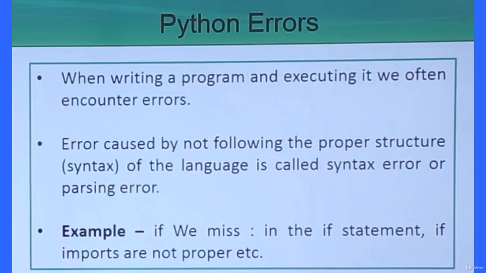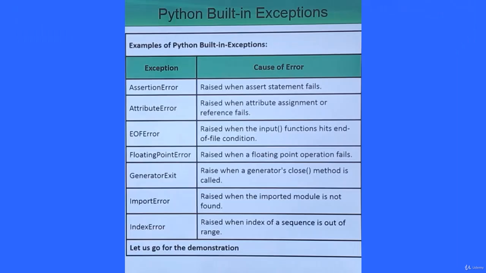Now let us discuss our Python exceptions. Here we have some Python built-in exceptions. Consider the exception and the cause of error. One is the AssertionError, raised when an assert statement fails. We have a separate video to discuss assertion, so please watch that one. If the assertion fails, then this AssertionError will be raised. Next is the AttributeError, raised when an attribute assignment or reference fails.